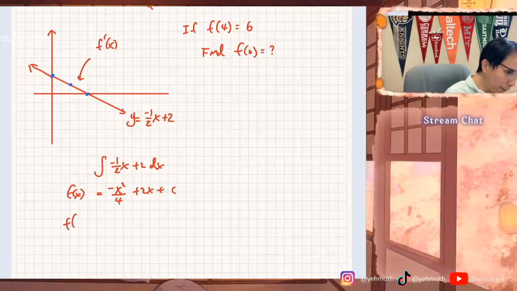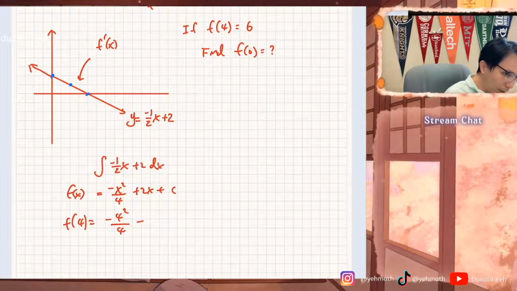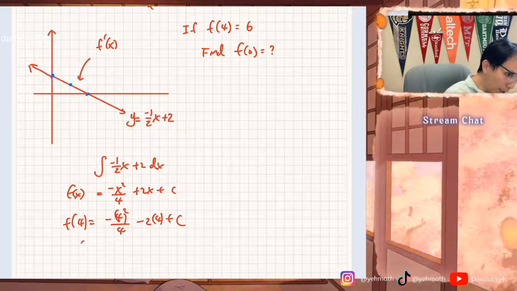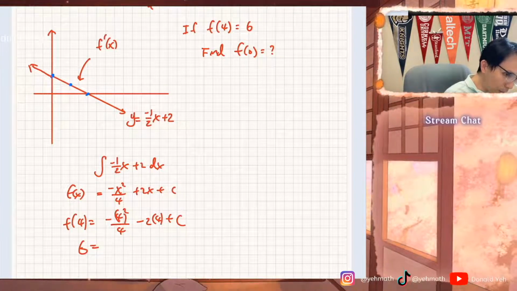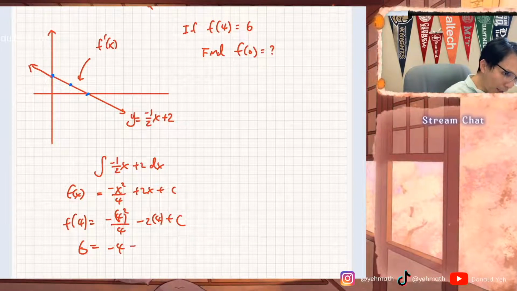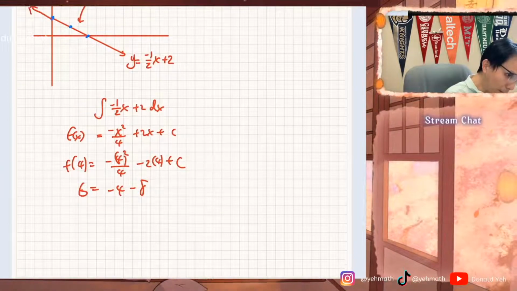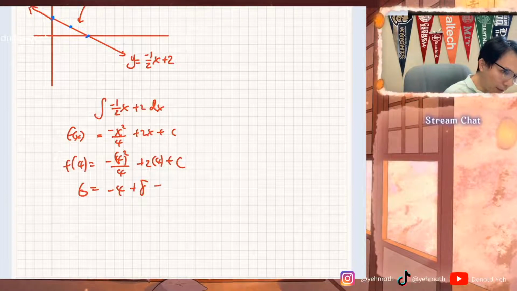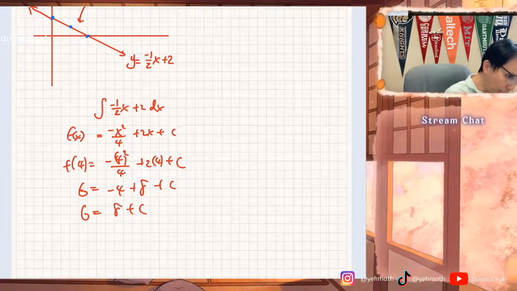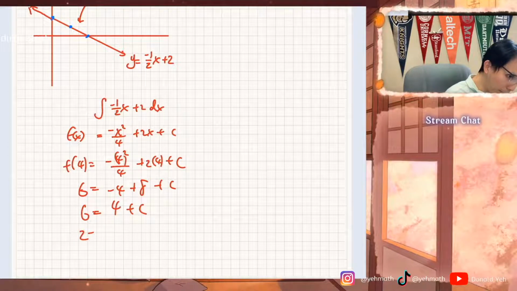And I'm going to plug in 4. So it'll be negative 4 squared over 4 plus 2 times 4 plus c, and that's equal to 6. It's plus 2 times 4, not minus 2. So plus 8 plus c. So it'll be 6 equal to negative 4 plus 8 plus c. And then c moves to the other side, it's going to be 2 equal to c.